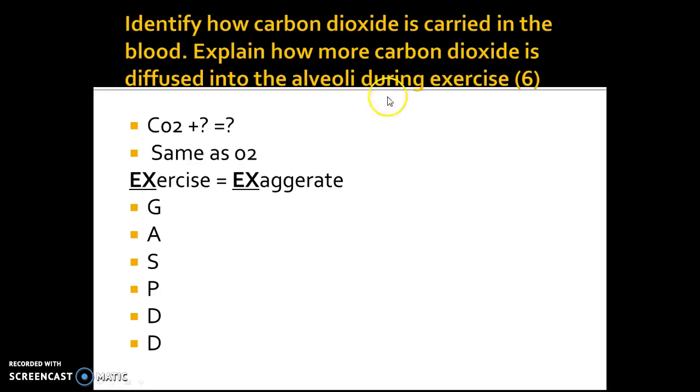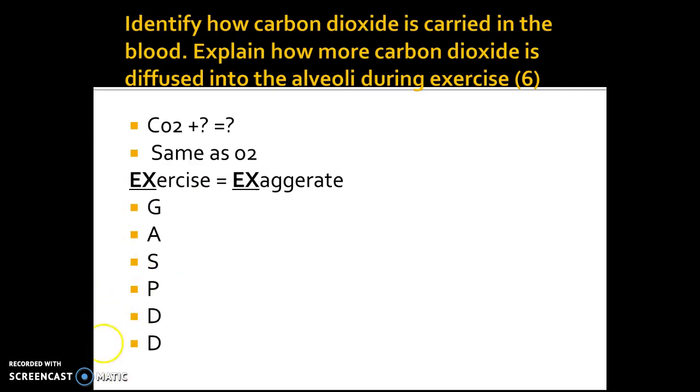What does GASP-DD stand for then? Firstly, we're looking at the gas the question's asking about, carbon dioxide. Then we're looking at the area. Is it alveoli or is it muscle? Alveoli. Then we talk about the special rule. Now the special rule refers to kind of diffusion. Where do gases always move? So carbon dioxide moves from an area of what to an area of what.